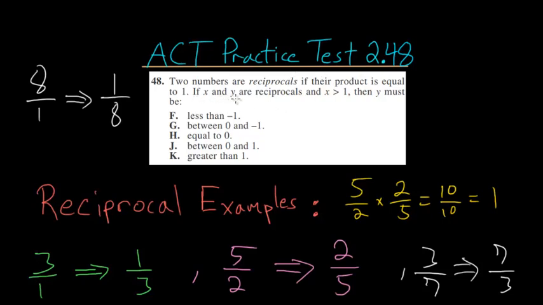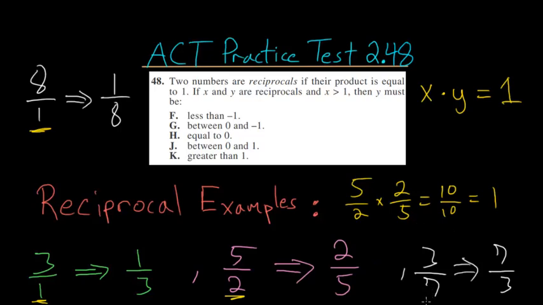So if x and y are reciprocals, we know that x times y is equal to 1, and x is bigger than 1. We have to figure out what y would be. If you look at our examples, where we started with a number that was bigger than 1, its reciprocal is always a number less than 1, but still a number greater than 0. When you take the reciprocal of a positive number, you never get back a negative number, because all you're doing is flipping the fraction. If it didn't have a negative sign to start, then it wouldn't have one to finish.